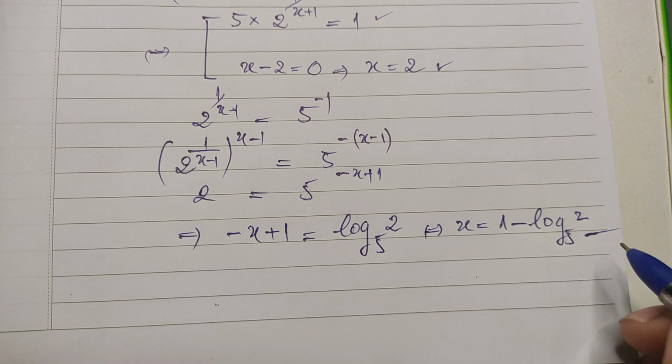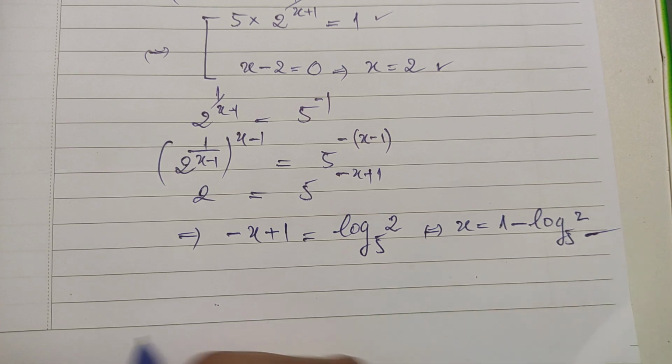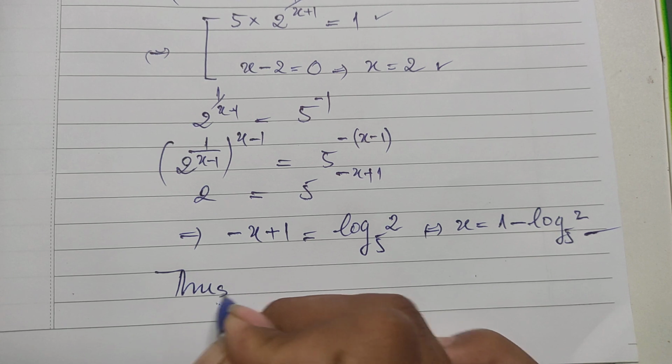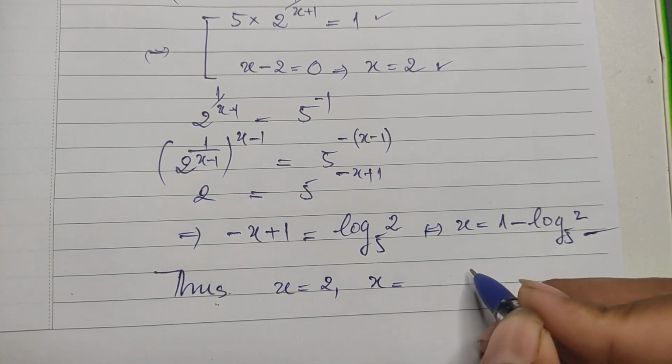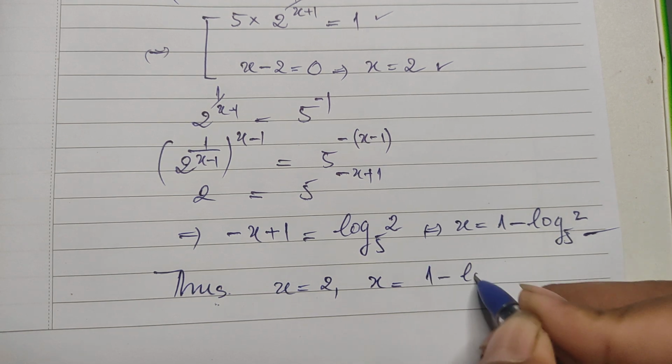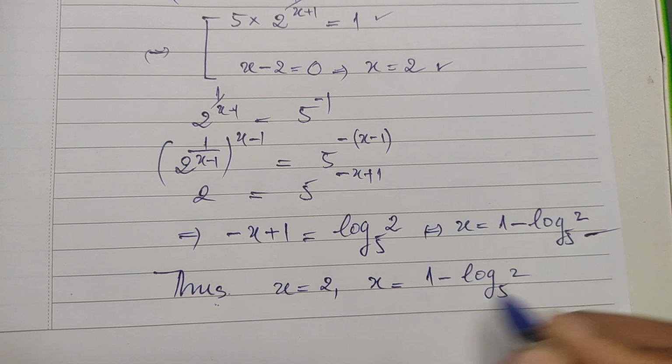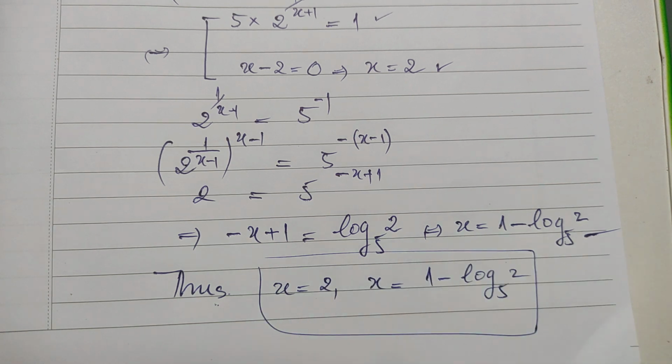Okay, so thus h equals 2 and h equals minus 1 minus log base 5 of 2 are our solutions.